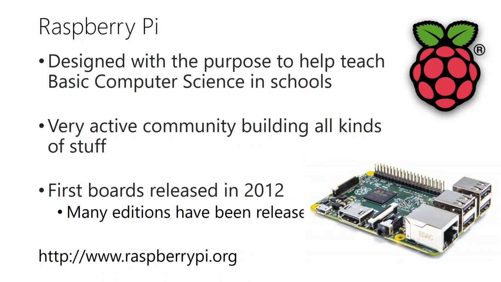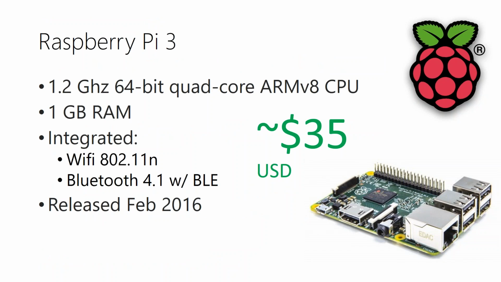The first boards for Raspberry Pi were initially released in 2012. You can find more about the Raspberry Pi Foundation at raspberrypi.org. The Raspberry Pi 3 is the most current, most powerful version of the Raspberry Pi. It sells for roughly $35 US, so it is fairly inexpensive, which is an important aspect when you're looking at prototyping solutions.